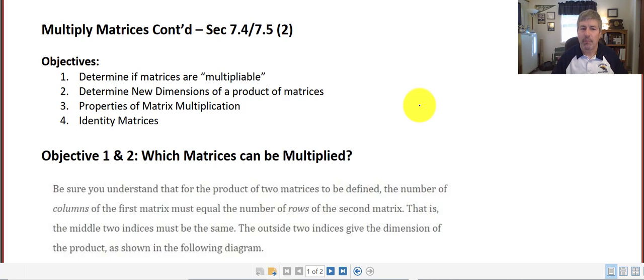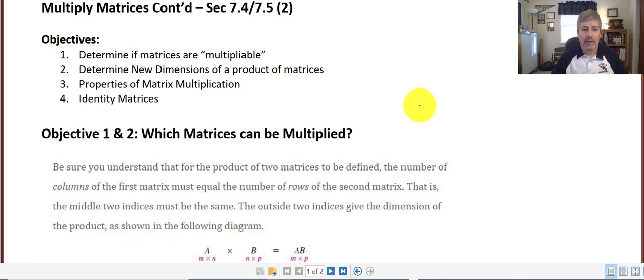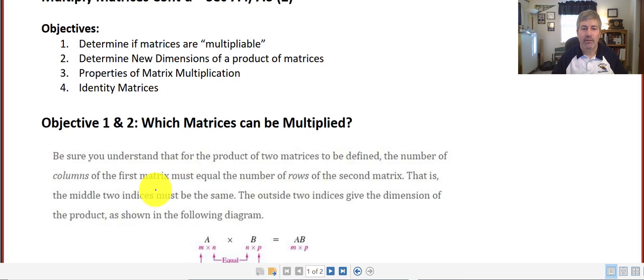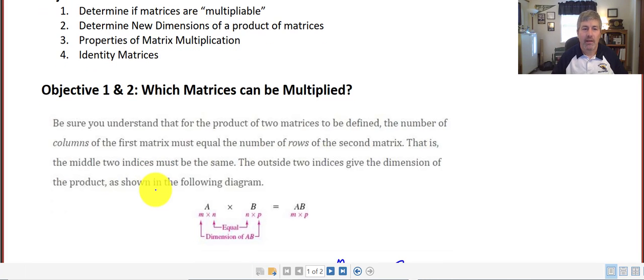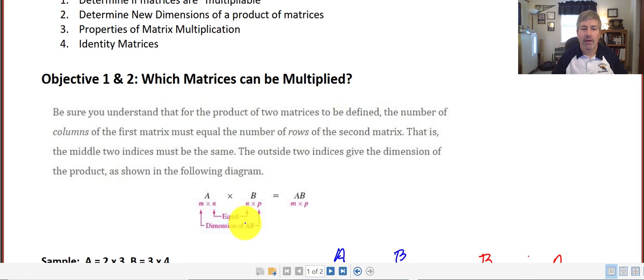Which matrices can be multiplied? We've got a little explanation down here, so be sure you understand that for the product of two matrices to be defined, the number of columns of the first matrix must equal the number of rows in the second matrix. That is, the middle two indices must be the same. So if we have two matrices A and B, right, we name our matrices rows by columns. So the columns of the first one must equal the rows of the second one.